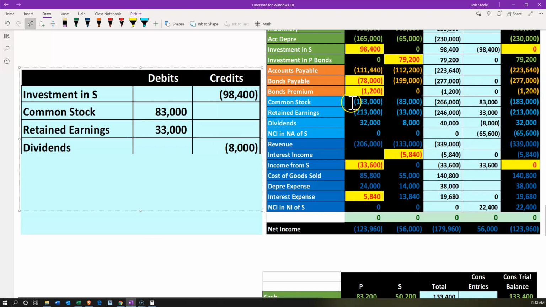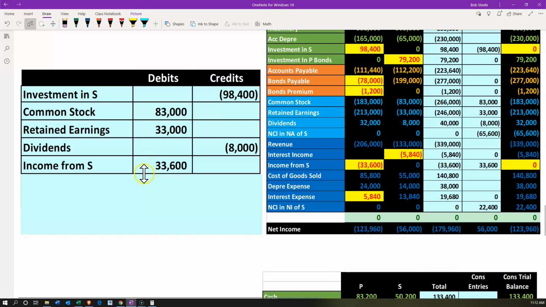So if we record those, you can see here's what we have on the books for basically the equity section of P. Here's basically the equity section of S. Here's us combining the equity sections of P and S. Here's us eliminating, in essence, the equity section of S to bring us back to the equity section of P, these numbers lining up to P's numbers here.